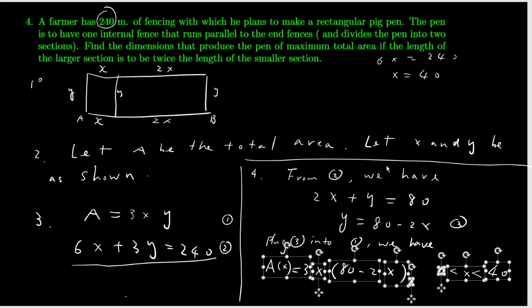Any questions so far? The first step is super important. You need to understand the problem by drawing a sketch, and then introduce the variables. In this particular case, it's kind of necessary to introduce both x and y. And then in step 3, get as many relations as possible. And then the target of step 4 is to write A, the area, the quantity to be maximized, as a function of only one variable x. More importantly, identify the domain of the function.